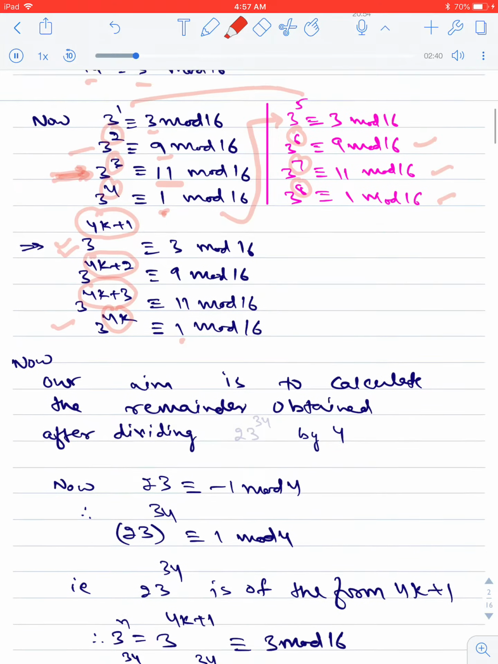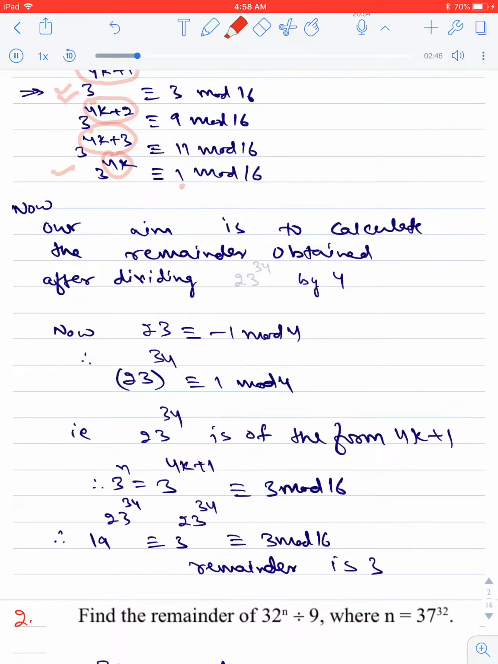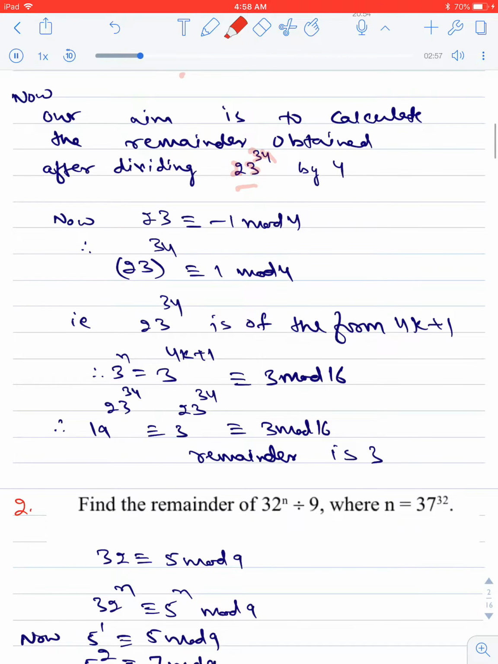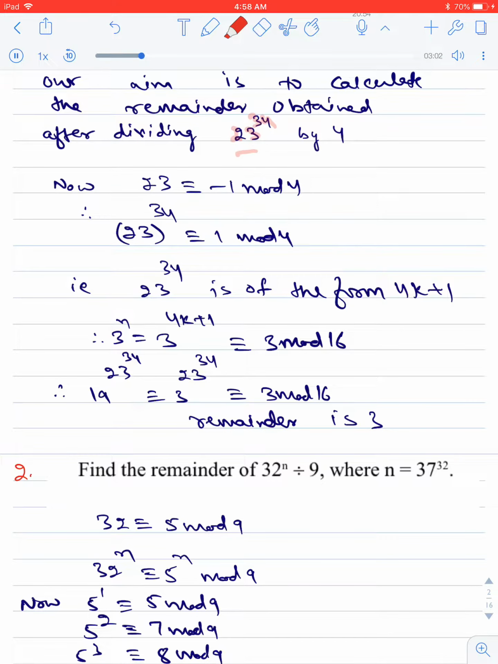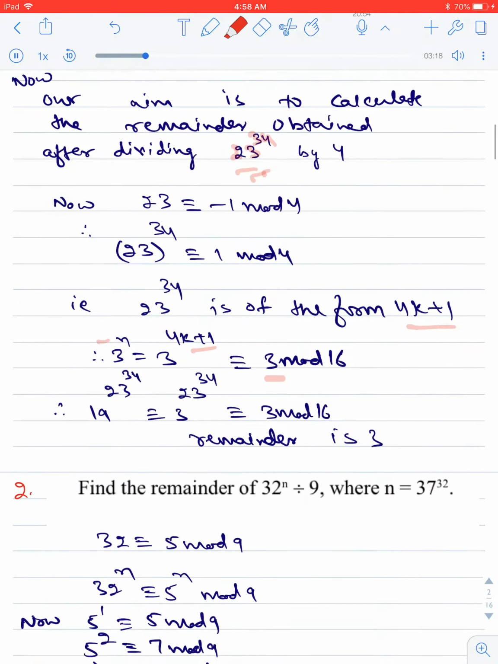So now we see what remainder 23 raised to 34 leaves when divided by 4, because powers of 3 behave in this kind of pattern. Now 23 is congruent to minus 1 mod 4. Raising both sides to the power 34, we get 23 raised to 34 is congruent to 1 mod 4. That is, 23 raised to 34 is of the form 4k plus 1. Now here 3 raised to power n, where n is equal to 23 raised to 34, which is of the form 4k plus 1, so 3 raised to power n is equal to 3 raised to 4k plus 1, which is congruent to 3 mod 16.